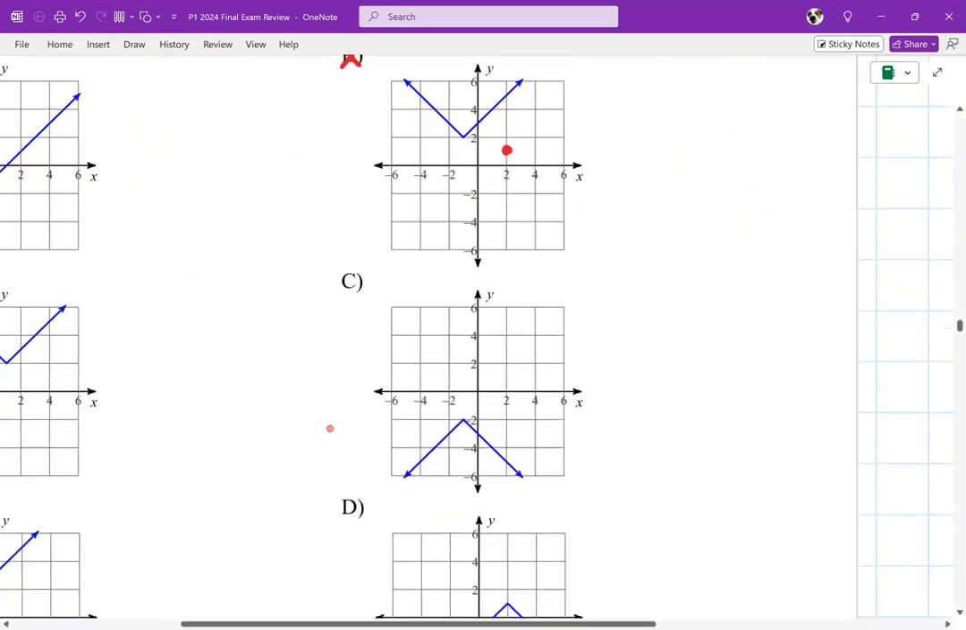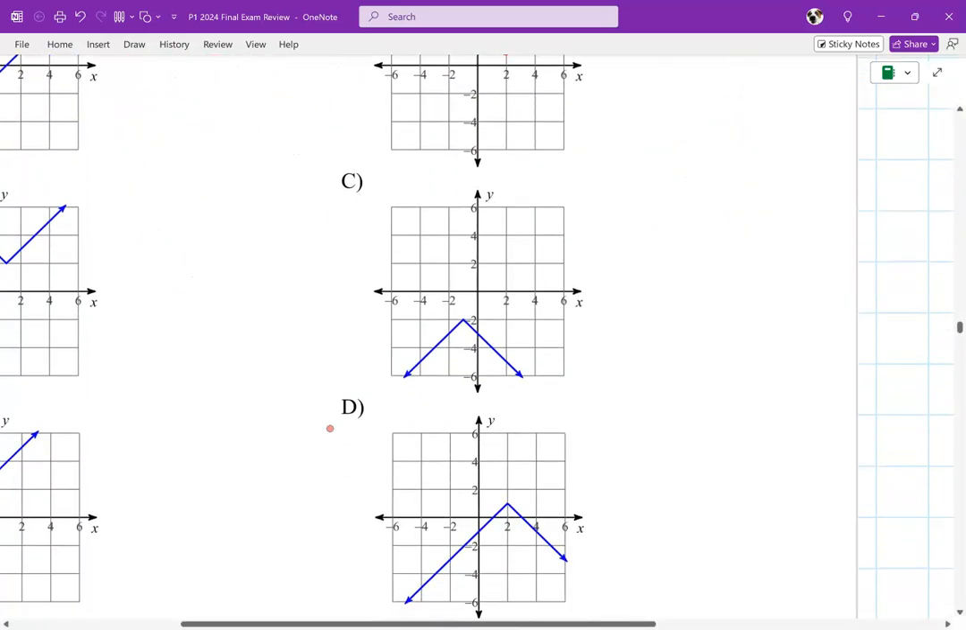Let's go to C and D. So 2, 1 is here. Not an option. 2, 1 is there. That is the option. It's the only option. Now, just to double check, let's go down 1 and over to the left and right. So down 1, over to the left and to the right. There it is. So it is the right graph.